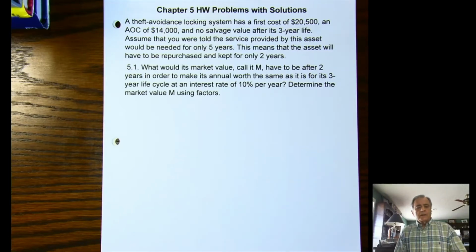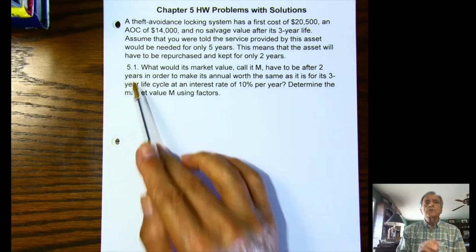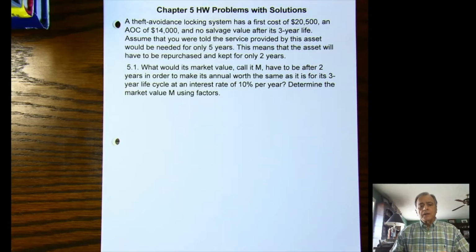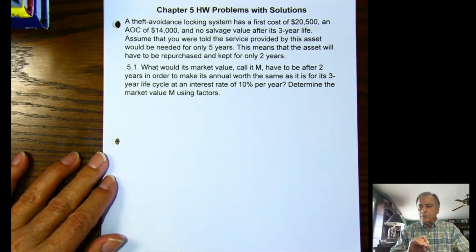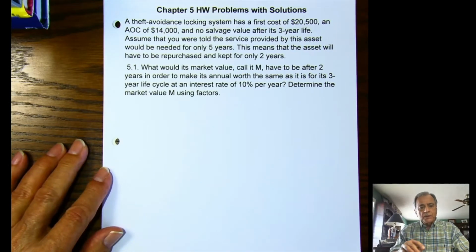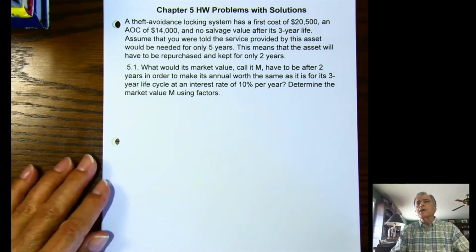Hello, and welcome to this session. This is a supplemental section, and I'm going to work some of the homework assignment problems for you. In fact, I'm going to work three of them. Problem 5.1 will be the first one I work, and apparently this might be part of a multi-problem set where he's giving you some data to start with and then asking more than one question about that data.